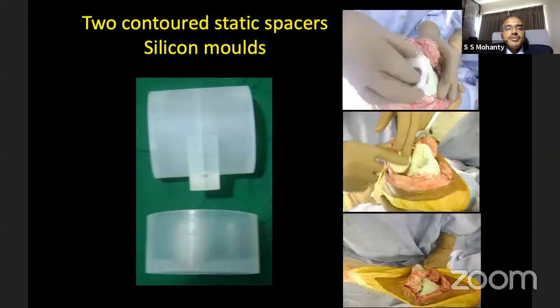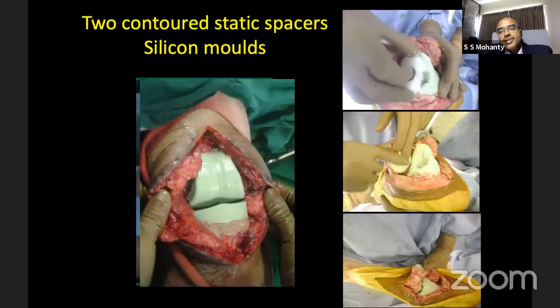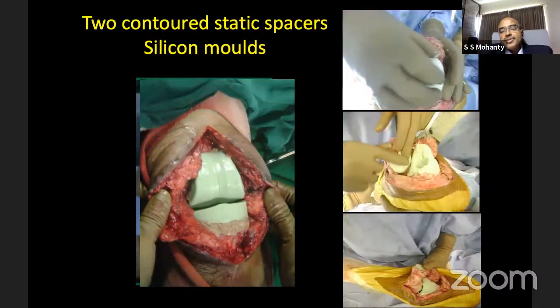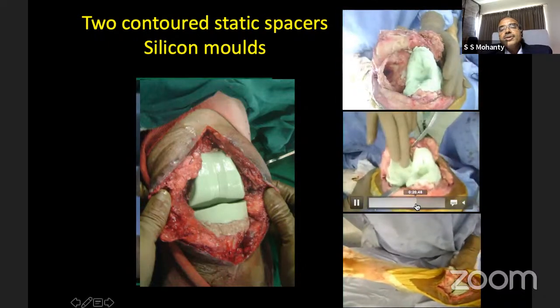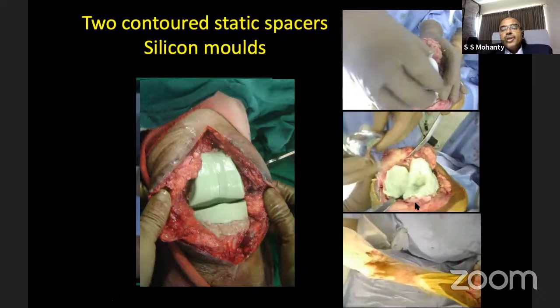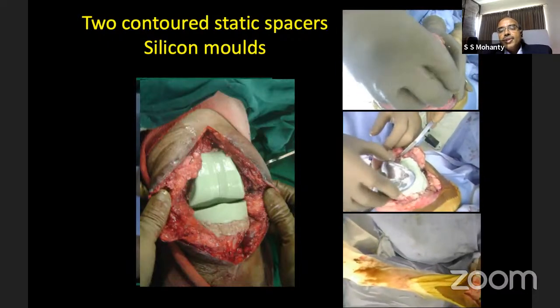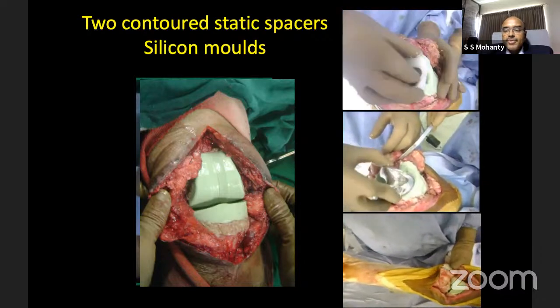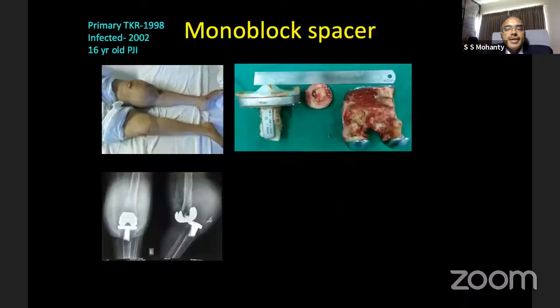Now in the knee, we prepare 2 contoured static spacers with silicone molds, which are available. We can prepare like this and put it like this. If these are expensive or not available, you can do the molding like this on the table using the tibial polyethylene on the femoral side, and take the femoral component and do a molding on the tibial side. After putting that, before the cement sets, you look for the stability of the knee.